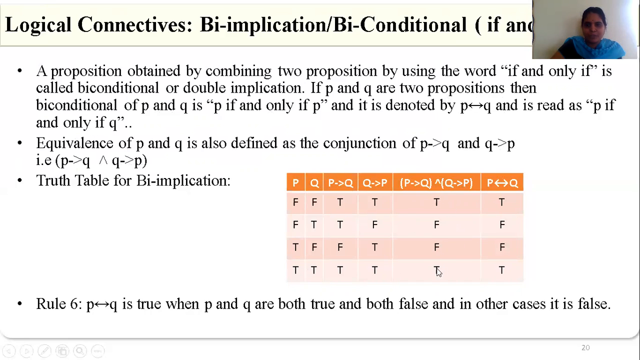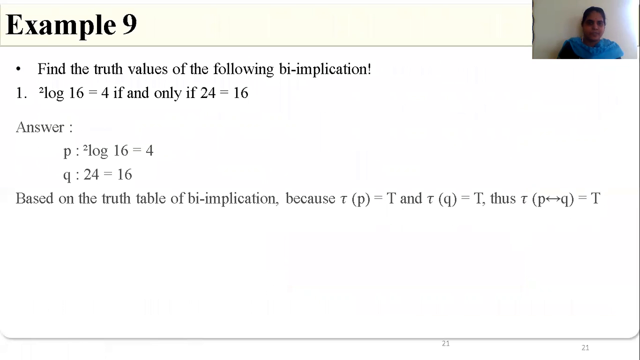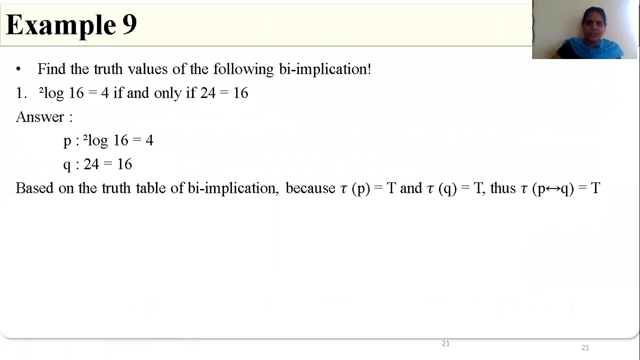The truth table for double implication is given here. That is, P double implication Q, or P if and only if Q, is true when P and Q are both true or both false. That means they should have the same truth value, then only the result is true, otherwise it is false. Here you can observe, the truth value of P is true, the truth value of Q is true, then the truth value of P double implication Q, or P if and only if Q, is true.